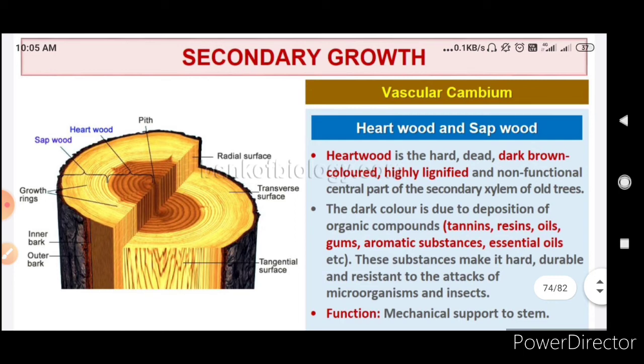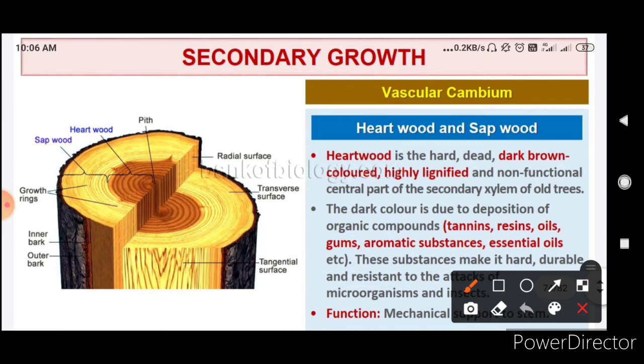So heartwood is hard, dead and dark brown in color and highly lignified and non-functional because of the presence of what? Because of the deposition of compounds like tannins, resins, oils, gums, aromatic substances, essential oils, etc. These substances make it hard and durable and resistant to attack from microorganisms. See here, you can see the brown part is nothing but the heartwood, and it gives mechanical strength to the stem.